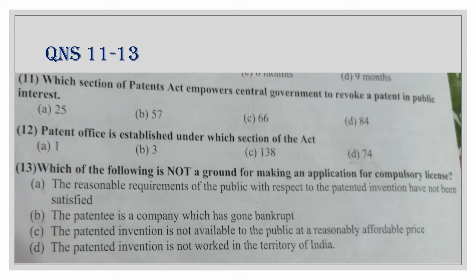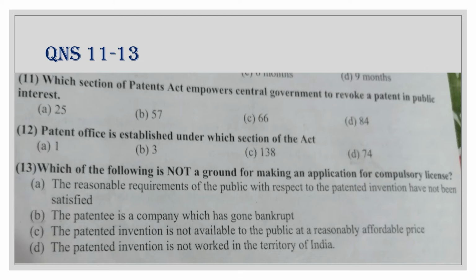So, when we look into the Patent Act 1970, we can see that chapter 14 deals with Patent Office and its establishment. Okay, so here section 74, whose title is Patent Office and its branches. So from these four options, we can choose option D as the correct option, that is section 74, and we can say that Patent Office is established under section 74 of the Patents Act 1970. Fine. Now let us proceed to question number 13.